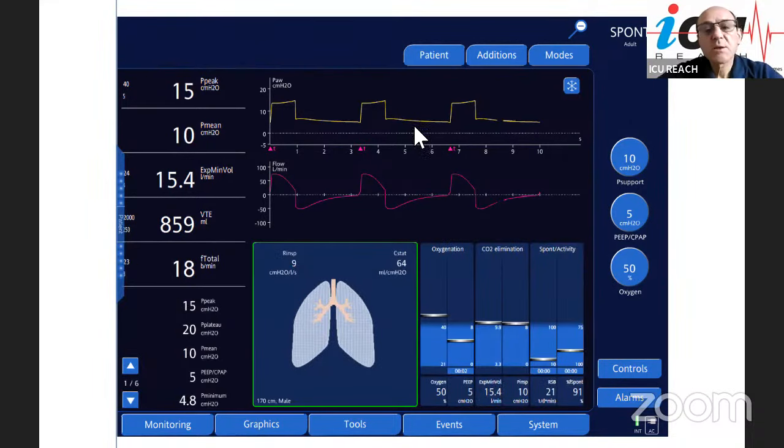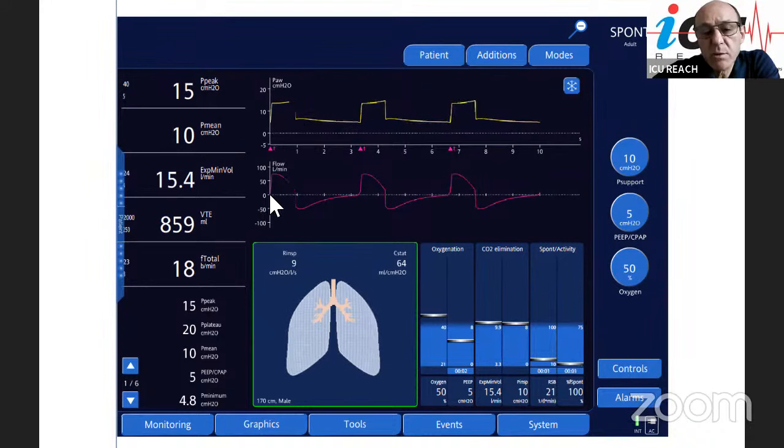All right, let's take a look here. You have this patient who's on pressure support mode of ventilation. You can see he's on a PEEP of 5. So the pressure goes from 5 all the way to 15 and stays at this level throughout inspiration.